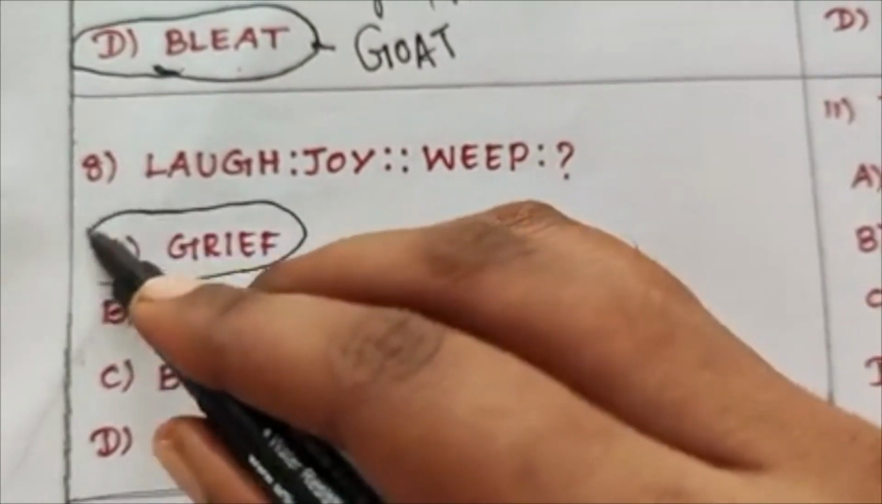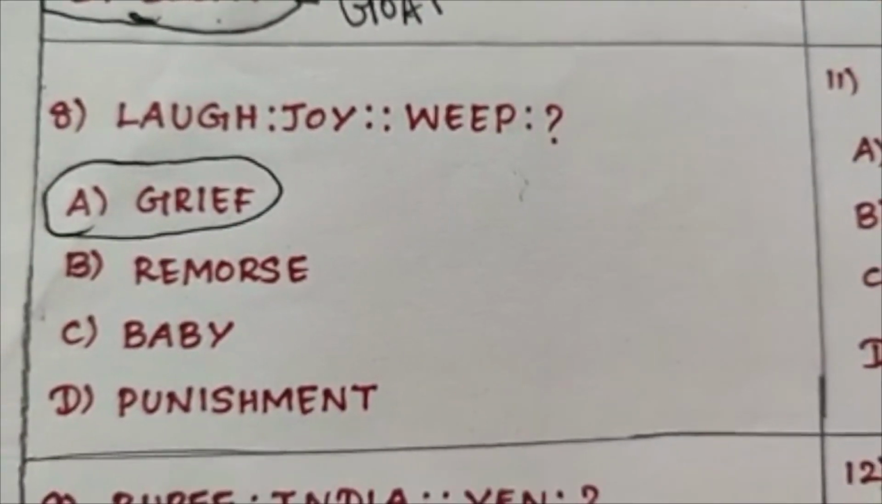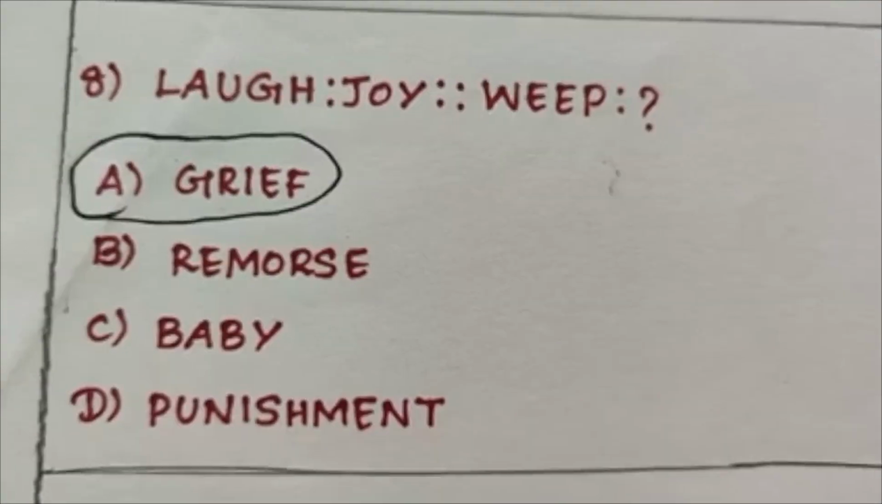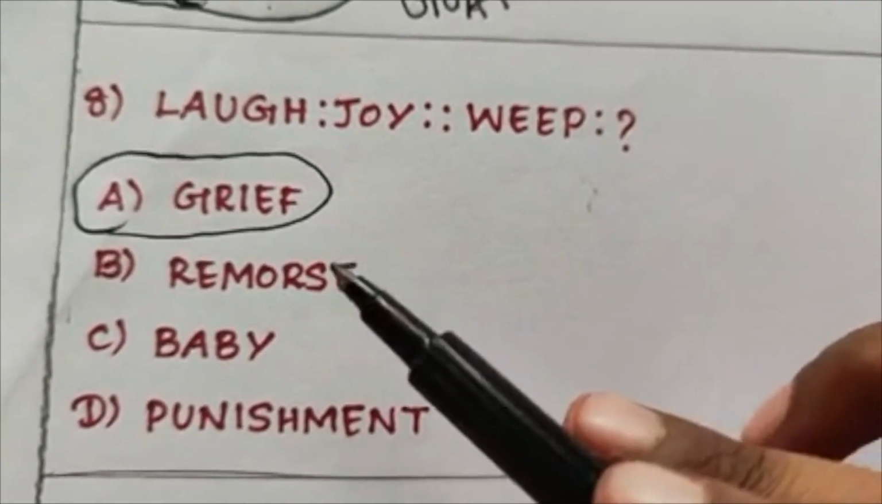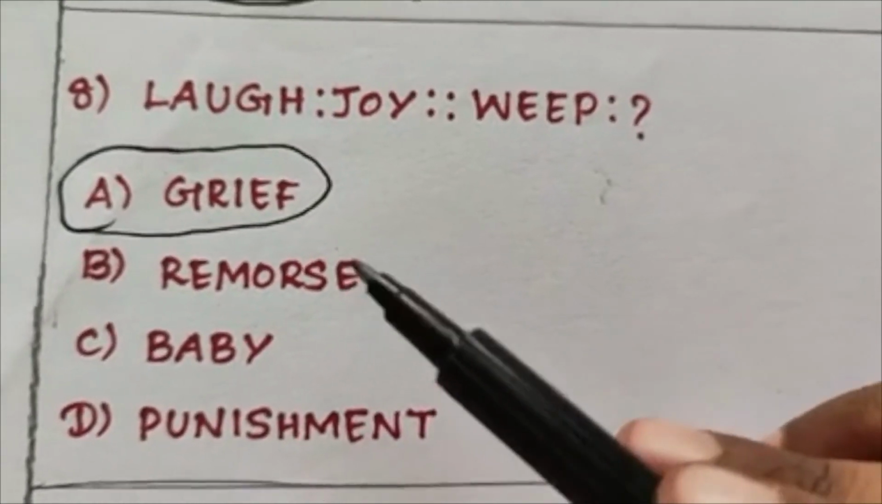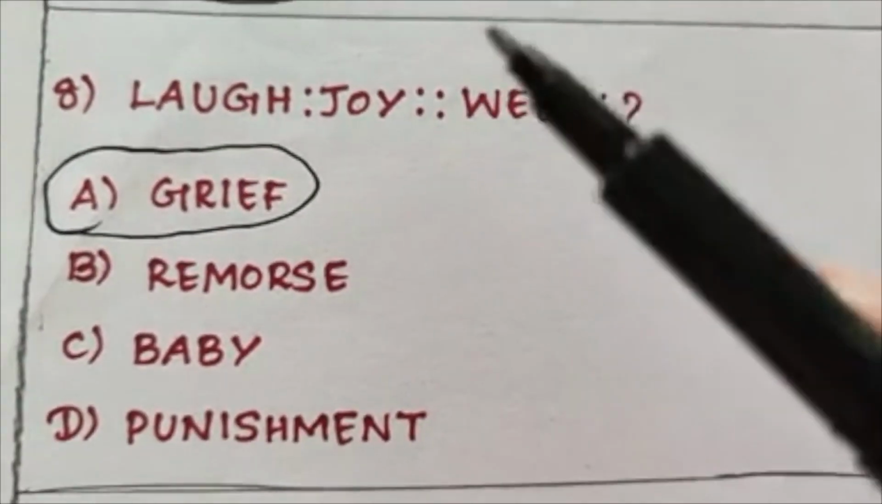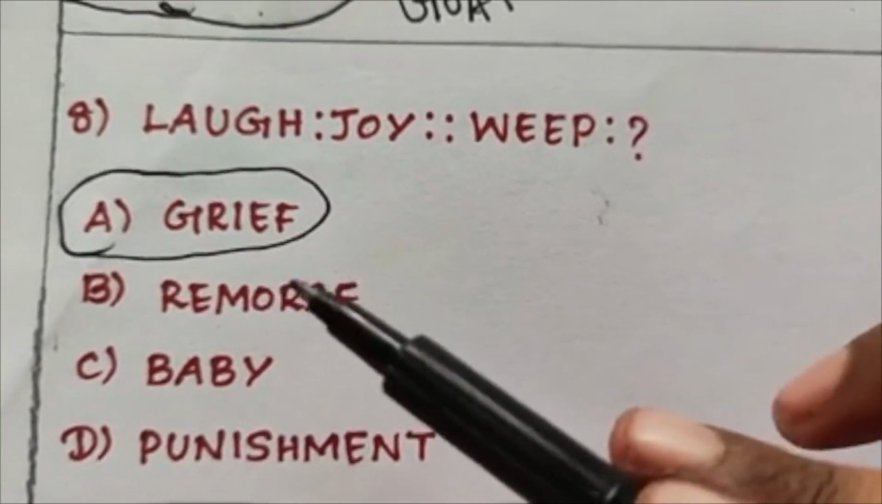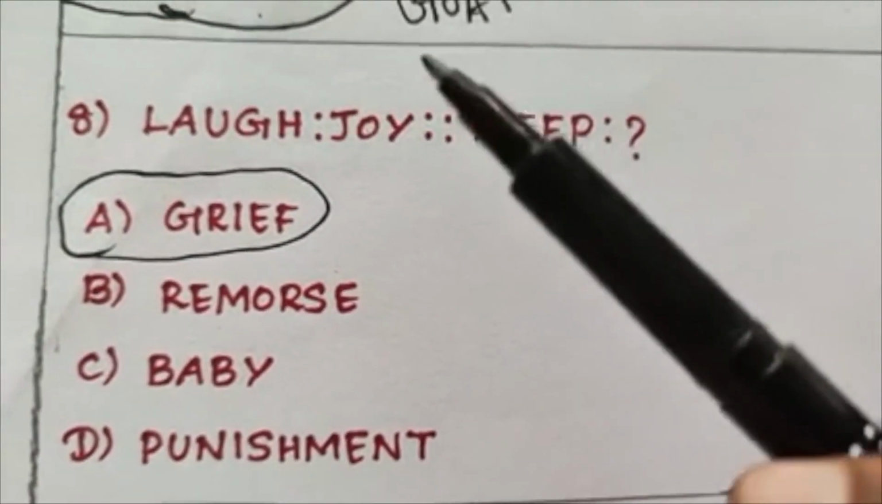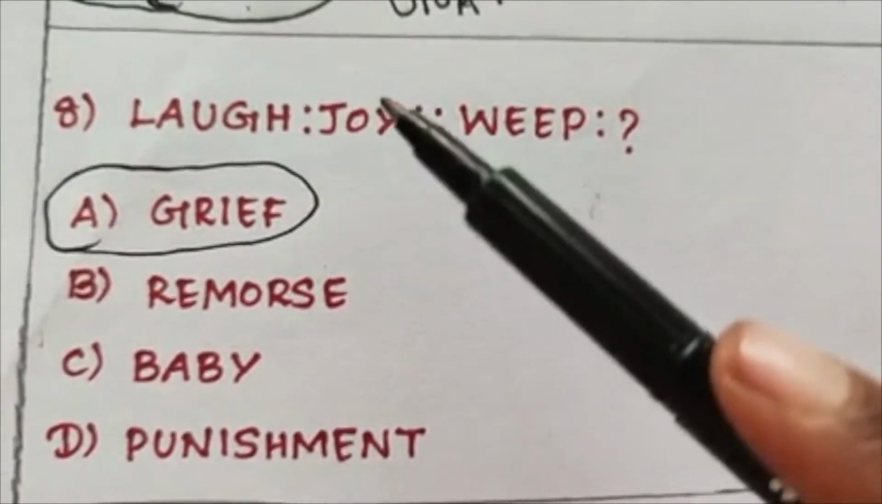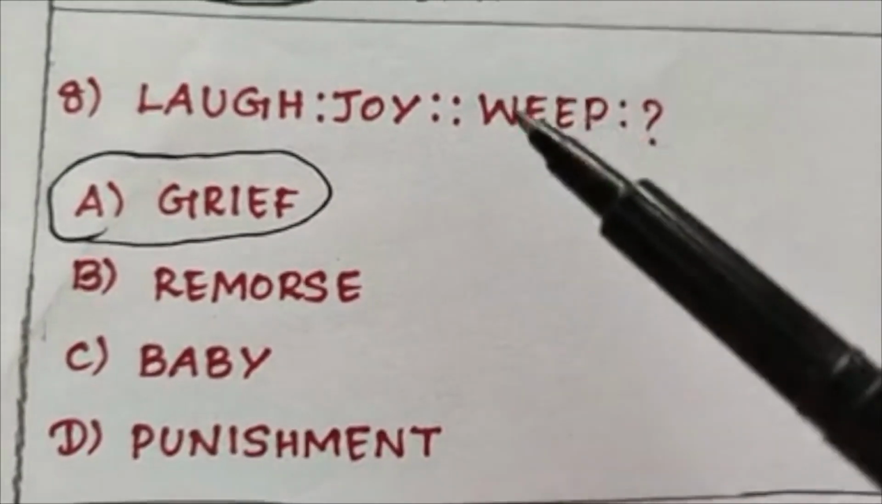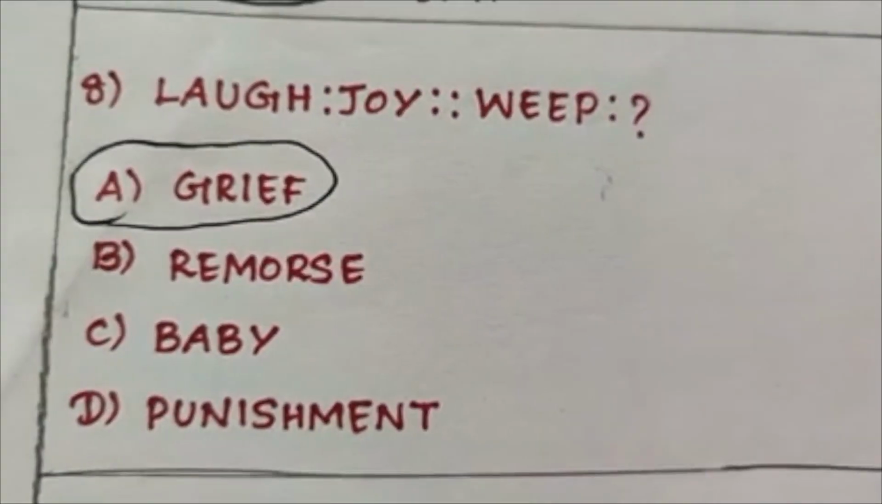Answer is option A, grief. Here you should not choose remorse as an answer, because remorse is a feeling of sadness. Here what we have to relate means symbol. Laugh is a symbol of joy. In the same way, weep is a symbol of grief.